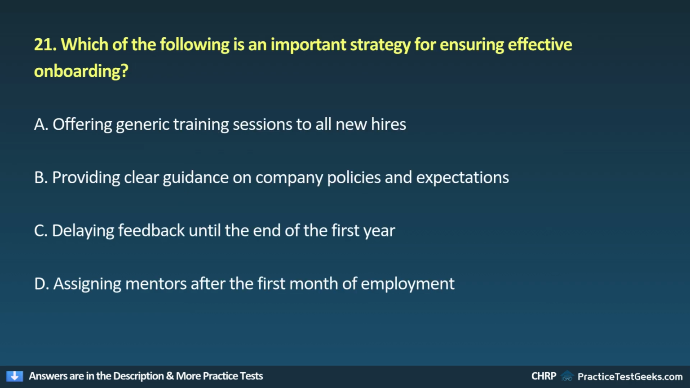21. Which of the following is an important strategy for ensuring effective onboarding? A. Offering generic training sessions to all new hires. B. Providing clear guidance on company policies and expectations. C. Delaying feedback until the end of the first year. D. Assigning mentors after the first month of employment.